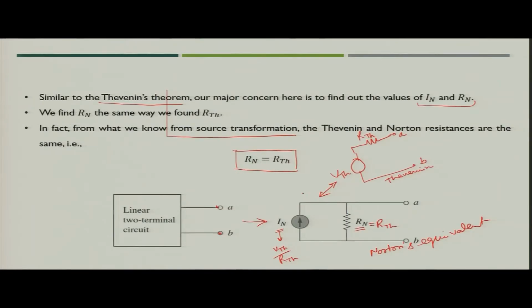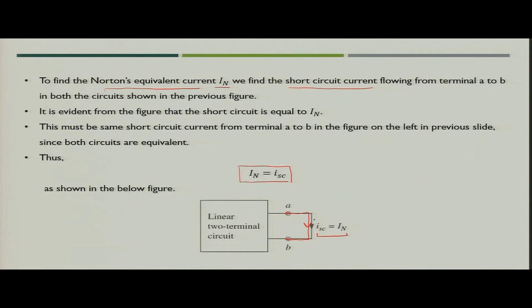If you see the Norton equivalent circuit, and you short circuit A and B, the current flowing through the short circuit between A and B would be IN. Why? Because of this short circuit, RN will not be a significant component, as it will also be short circuited. So, your current IN is the short circuit current. That is why, when we short circuit the terminals, the Norton current is the short circuit current.